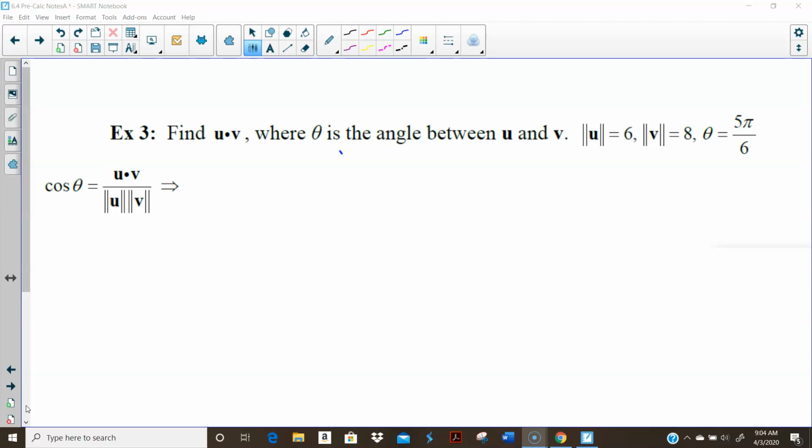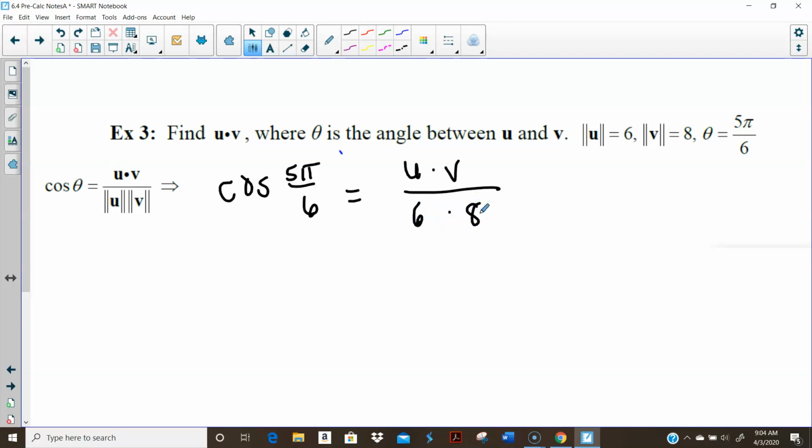In this example, we're going to use the formula to find u dot v with the given information. So looking to find u dot v, we're going to start with the cosine of theta. And theta is given, it's 5 pi over 6, is equal to u dot v, that's what we're solving for, over the magnitude of u, that's 6, times the magnitude of v, which is 8. So now we're just going to simplify this.